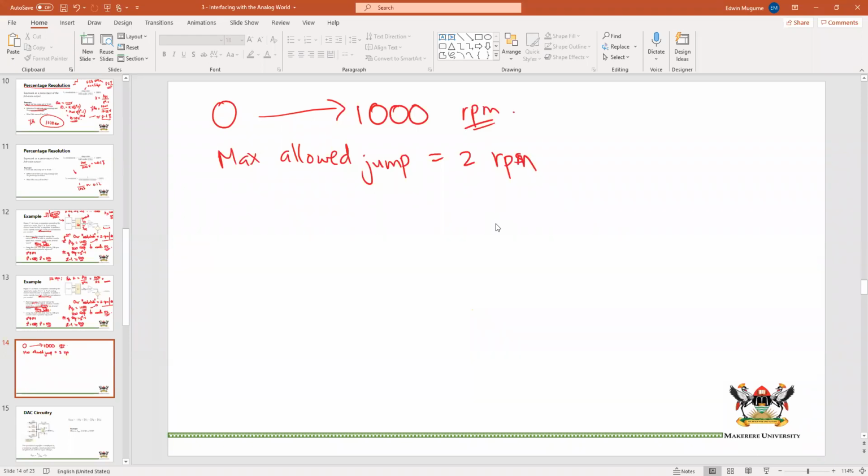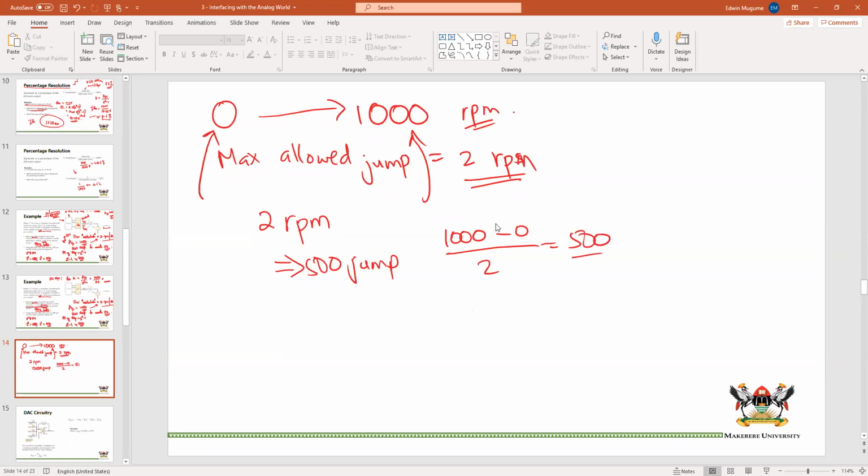How I know this is because if I give you any number, it should be within 2 revolutions per minute of what the analog signal is going to give you. Remember we said earlier that the analog signal is pseudo analog, so it also jumps in steps of 2 revolutions per minute. And so that's why I took this. Now, for me to move from 0 to 1,000 in jumps of 2 revolutions per minute, I need 500 jumps, which is really 1,000 minus 0 over 2, which is my 500.